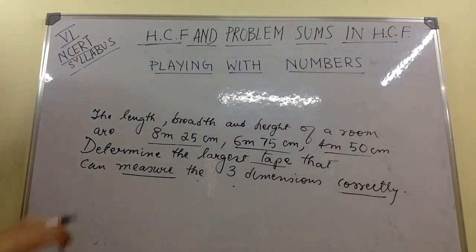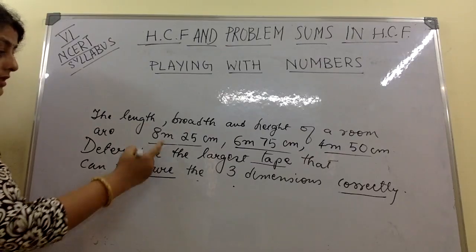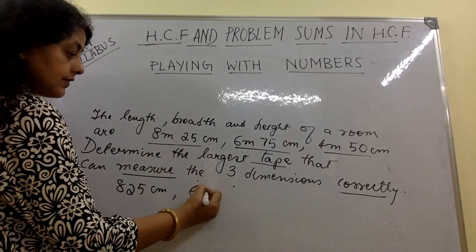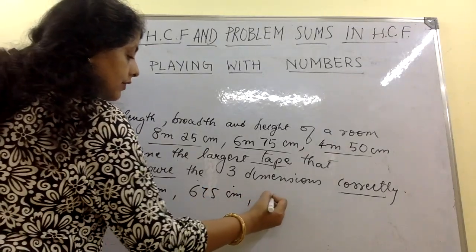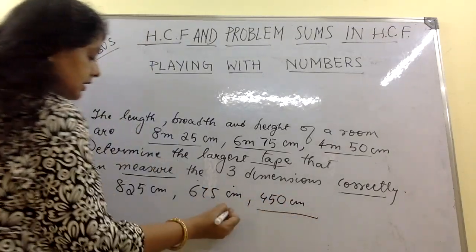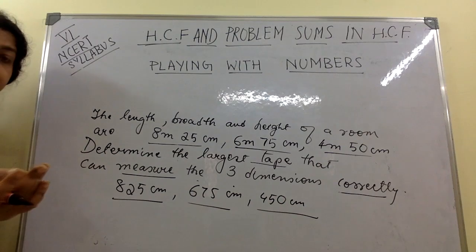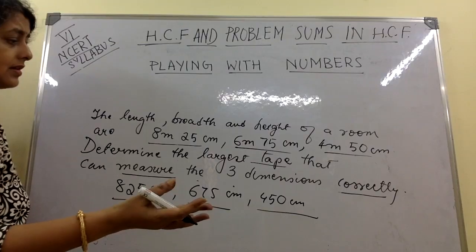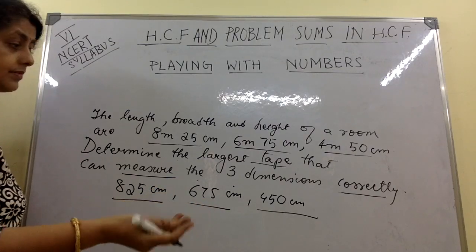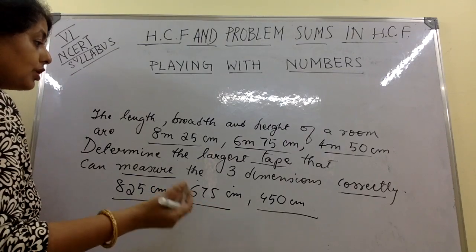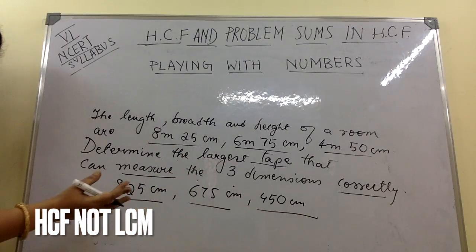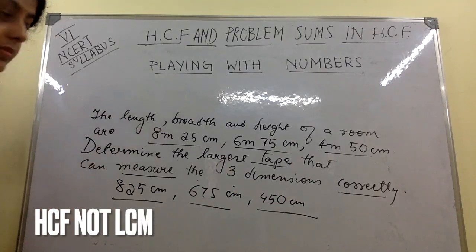But these 3 numbers, don't ever try to find them in meters. 8 meter 25 centimeter is this many centimeters. 825 centimeter, 675 centimeter. Okay, 450 centimeter. These three, yes, these three are the dimensions. Okay, now what will measure it correctly? So we have to find the HCF. So what we have to do now is, you can go for division method.